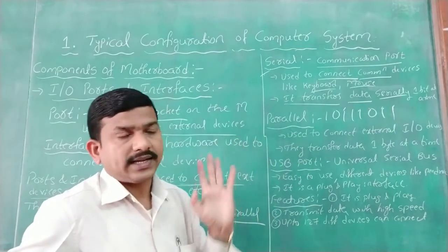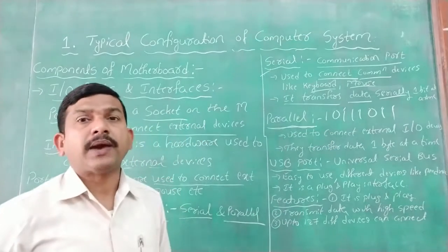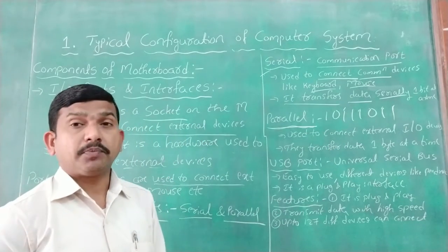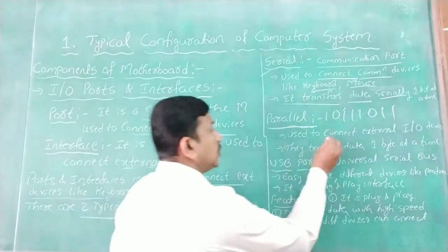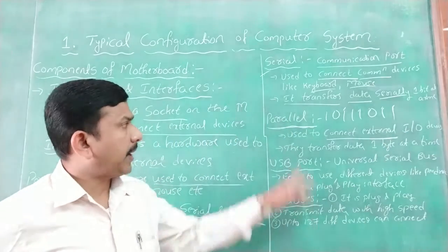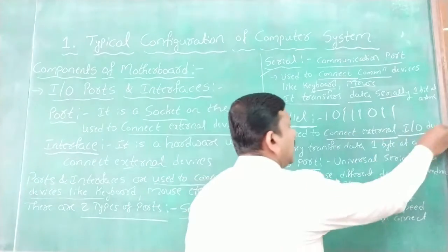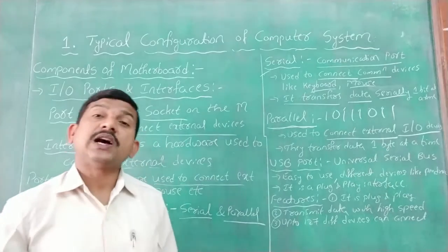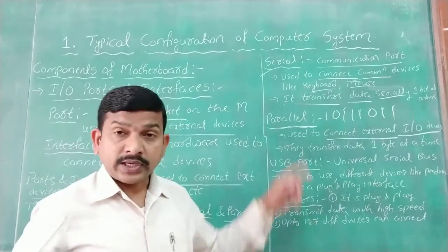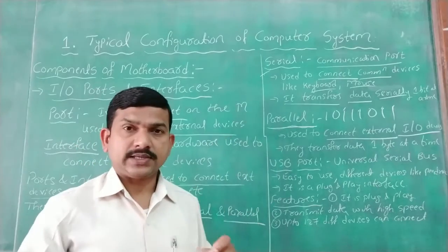Serially, one bit at a time. Then the second one is the parallel port. What do you mean by parallel port here? Again, it is used to connect external devices only. The parallel port is also used to connect external devices, like input as well as output devices. Here we can connect input devices as well as output devices.